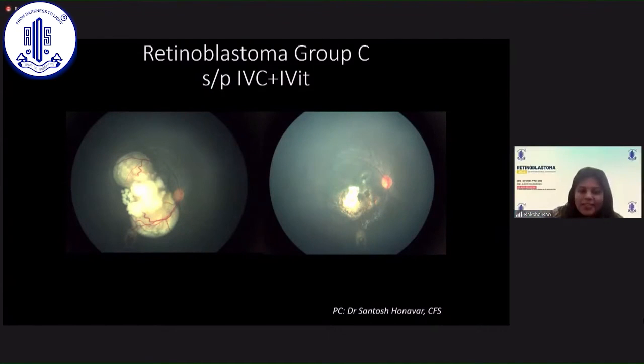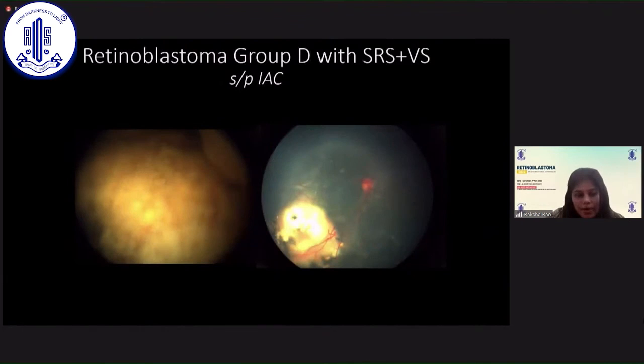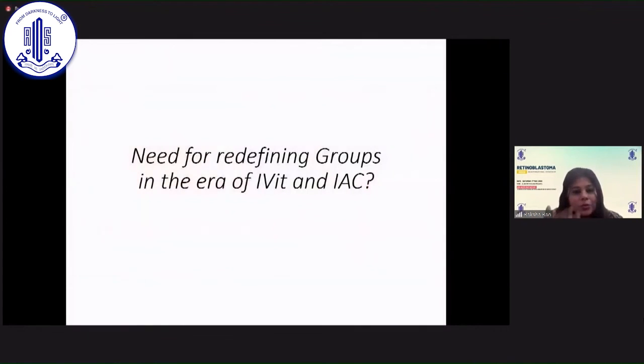Okay, so this is the last set of slides. This is a retinoblastoma group C, which has responded wonderfully to intravenous chemotherapy, and a very bad group D, which has responded wonderfully to IAC. Since we know that the International Classification of Retinoblastoma was invented at the time of chemotherapy and the response to chemotherapy, should there be a definite new staging system in the era of intravitreal and intraarterial chemotherapy?